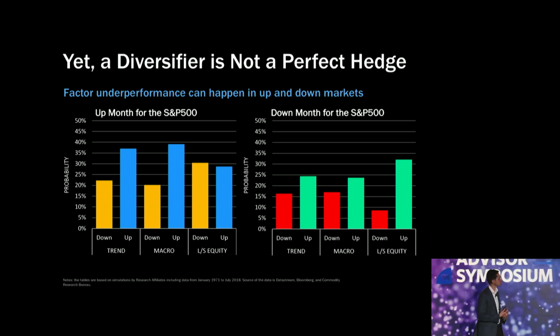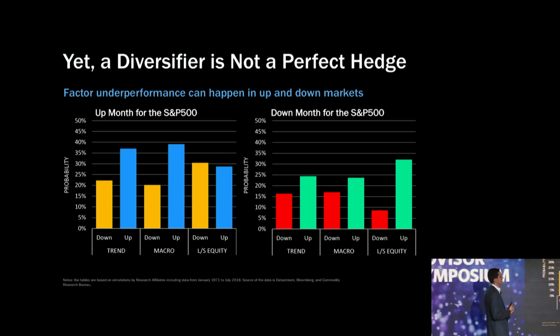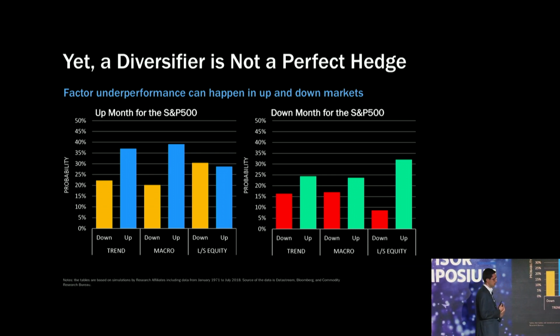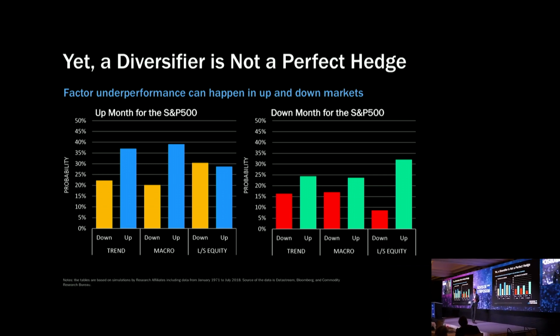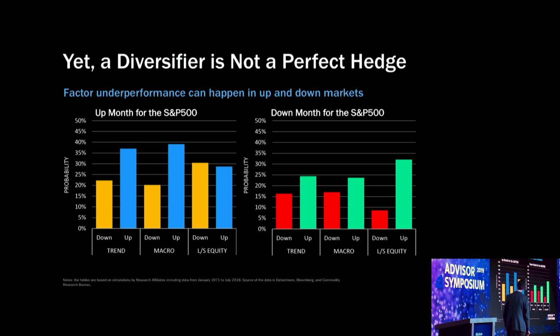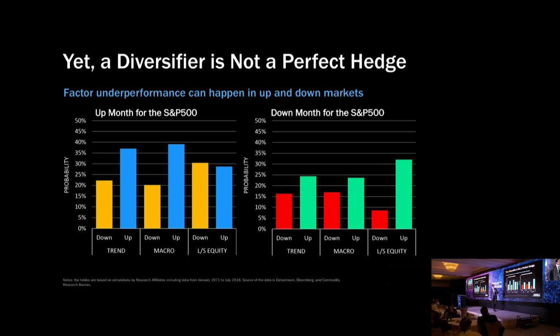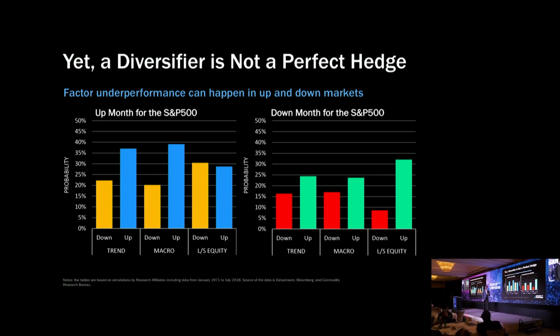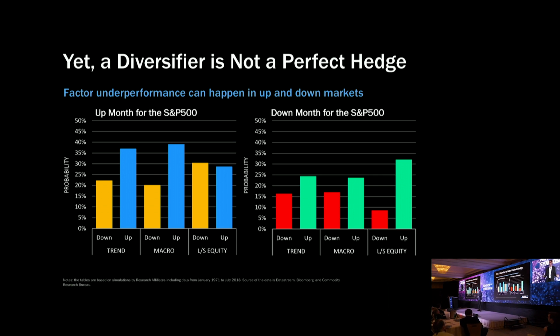And what this slide shows is that, yes, these factors are a very good hedge during bad times, but a little bit of everything can happen anytime. Let me show it here. What I did here is I tracked these portfolios, the trend, the macro, and the long-short equity. And then I look at when these portfolios give you positive or negative returns, and then I compute the probability.